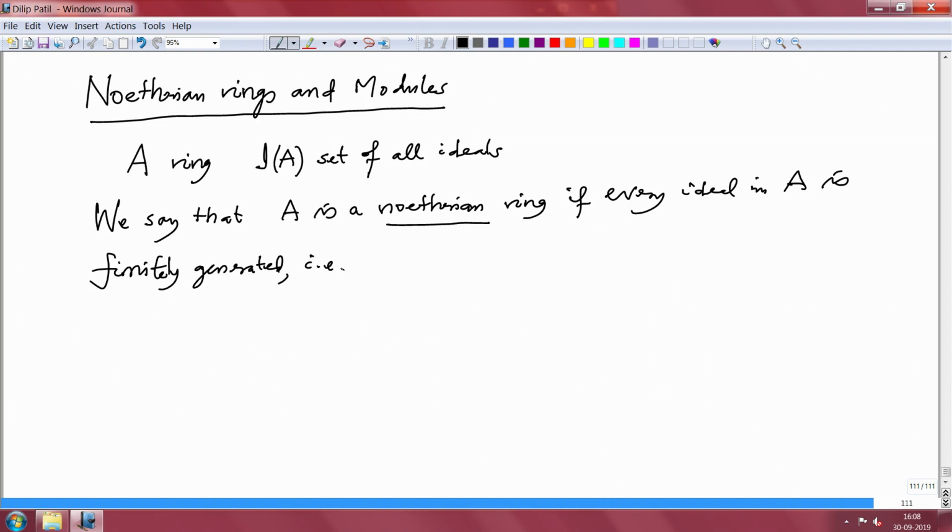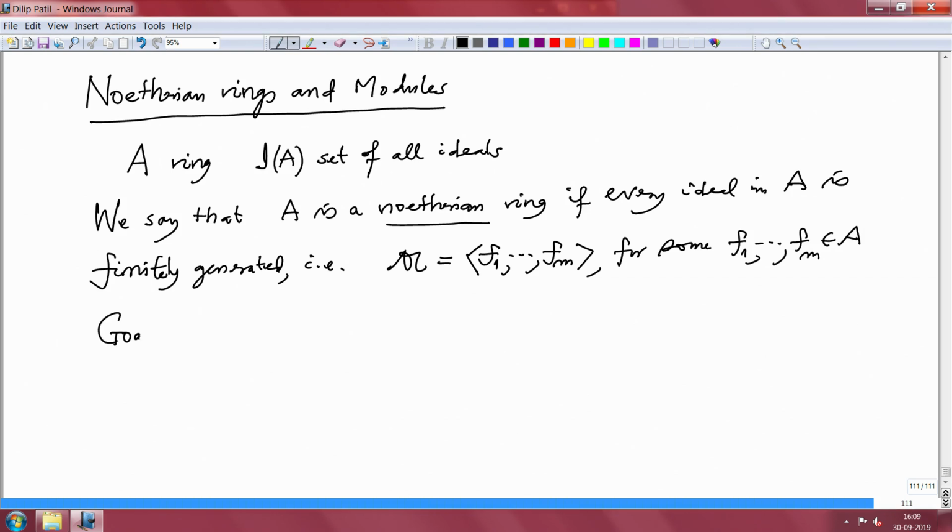That is, every ideal of A is of the form (F1, ..., Fm) for some F1 to Fm elements in A. And our goal is to prove that the polynomial ring over a field K in finitely many variables is Noetherian, where K is a field.